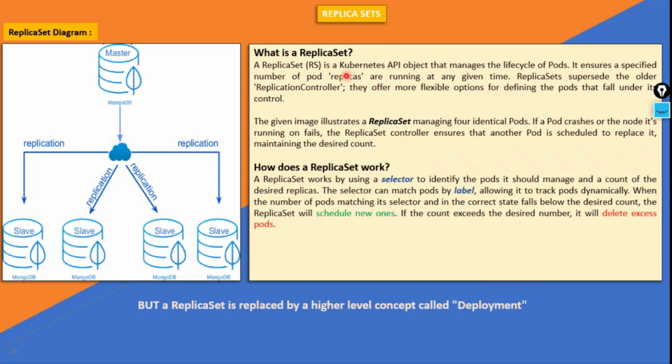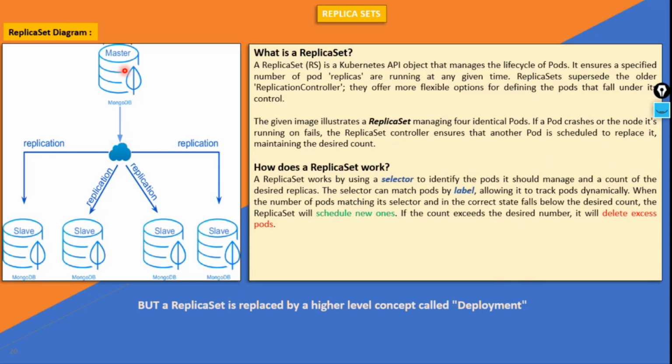As we were discussing, the replica set is also a Kubernetes object that manages the life cycle of the pods. So if I say I want a replica set of a MongoDB pod, MongoDB is an application, a database application, within one pod. I want 3 replicas of MongoDB. So the replica set object will be created with 3 replicas.